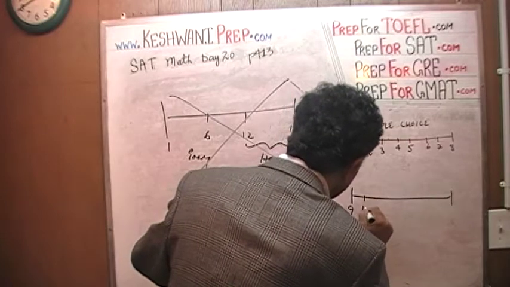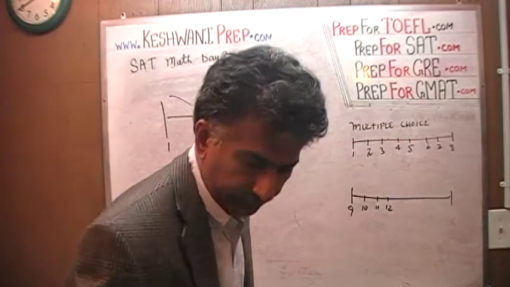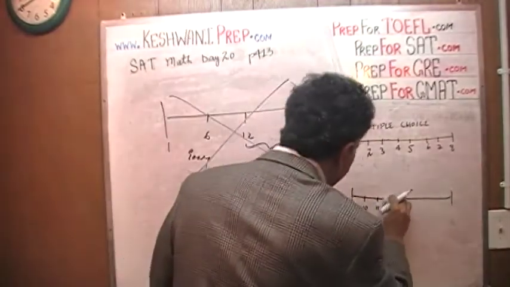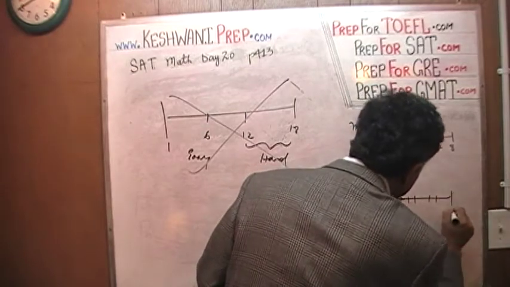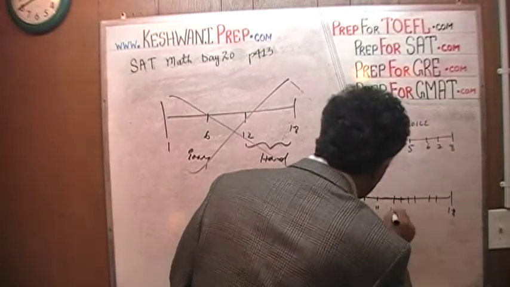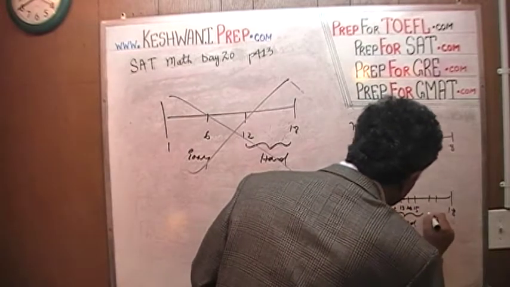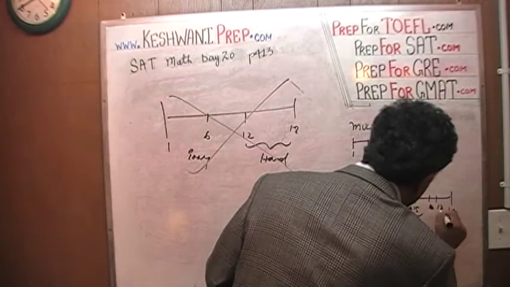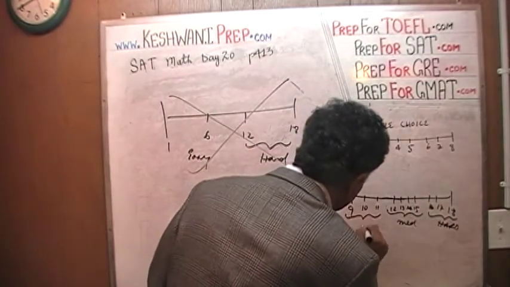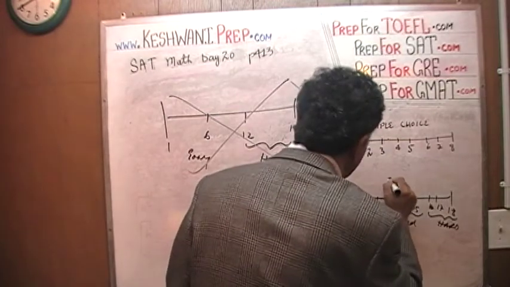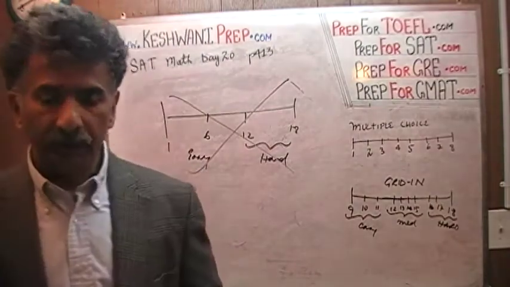are the ones where, 9, 10, 11, 12, 13, 14, 15, 16, 17, and 18. 12, 13, 14, and 15 are medium. And then 16, 17, and 18 are hard. And those are called grid-in questions, where you have to grid in your own answer.